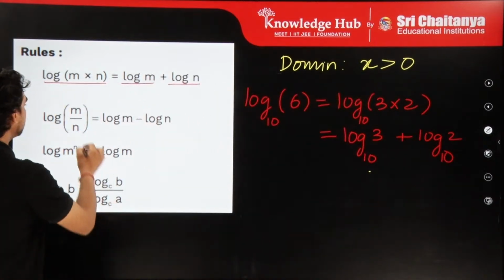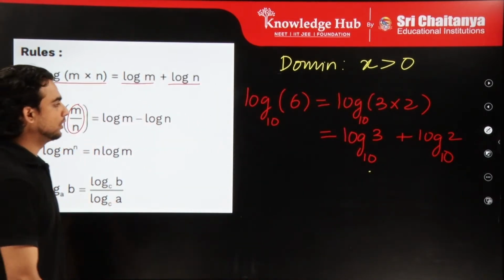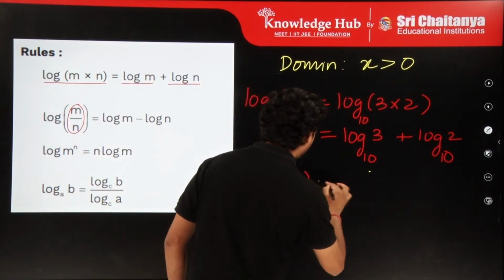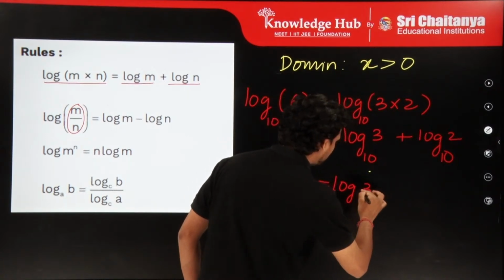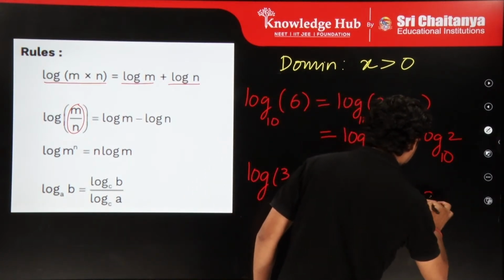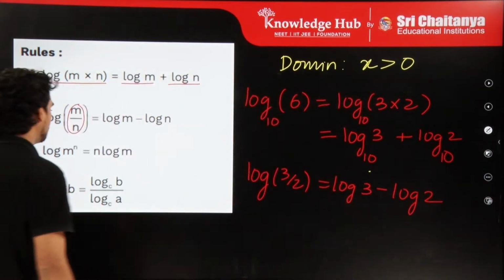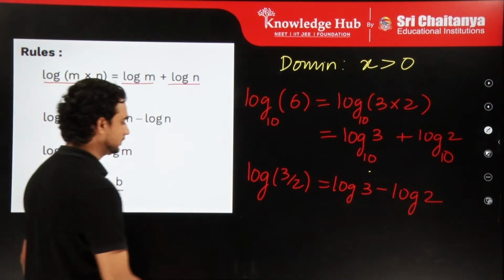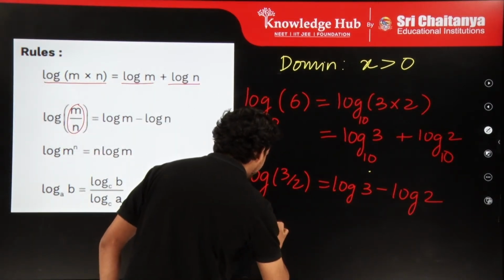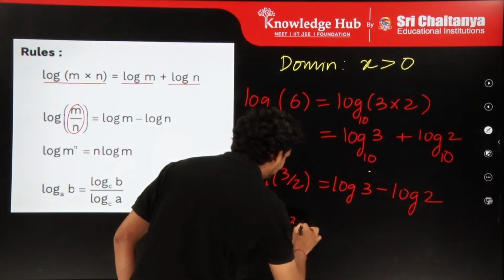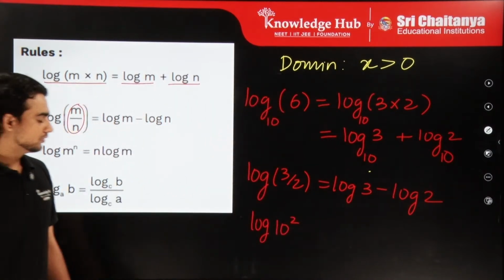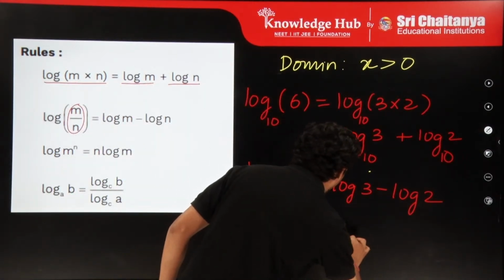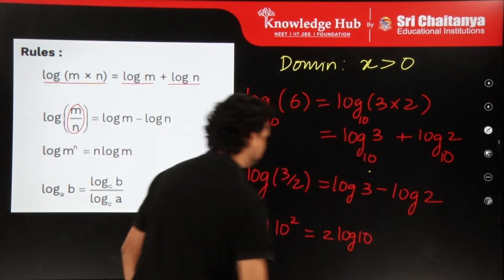Similarly, if log m by n is given to you, say log 3 by 2, what can I write? I can write log 3 minus log 2. And if log m raised to n is given to you, let's say log 10 square is given to you, what can you do? You can take the power forward, so you'll get 2 log 10.